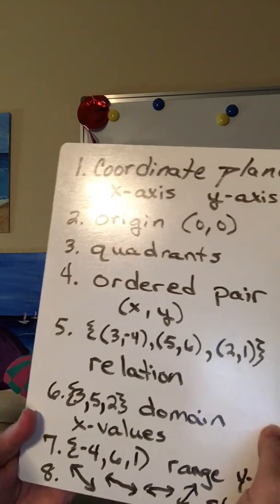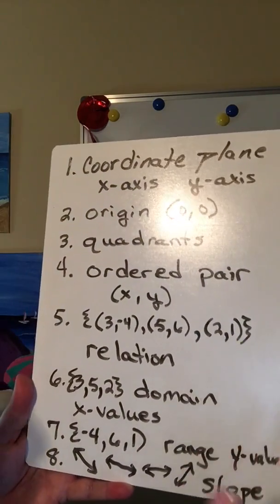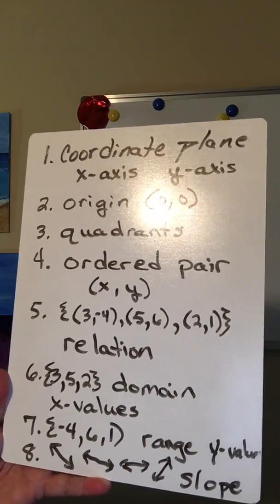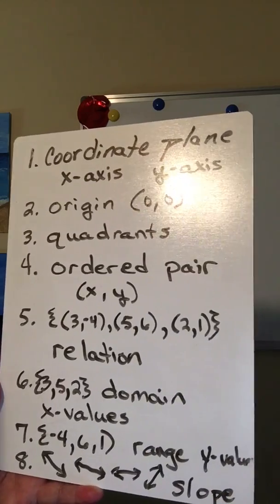That's the domain. Later, we're going to tell you another name. There are 3 names for it. It's the domain. It's the X values. It's also called the input values. Okay?